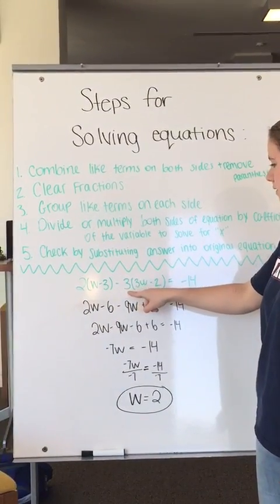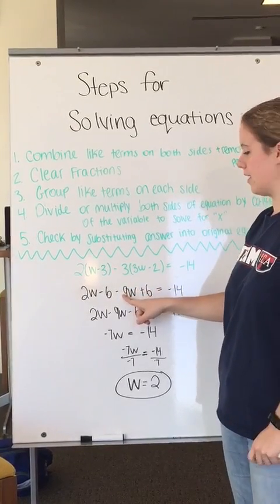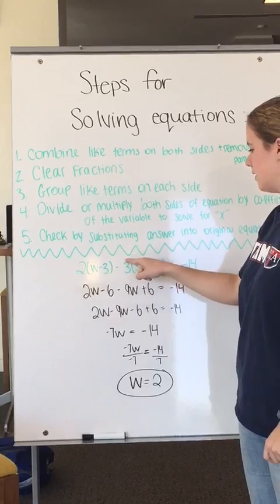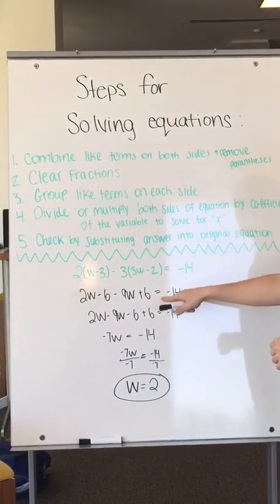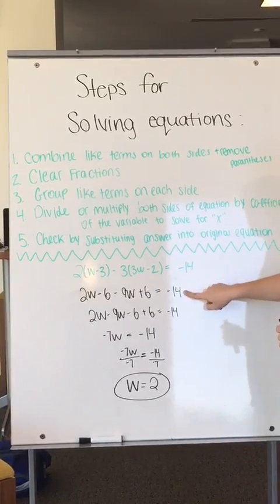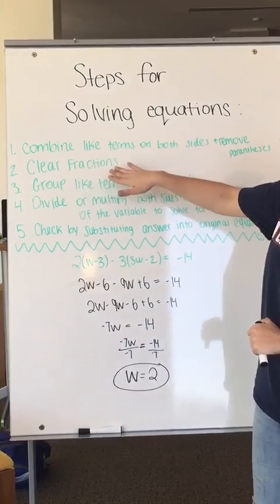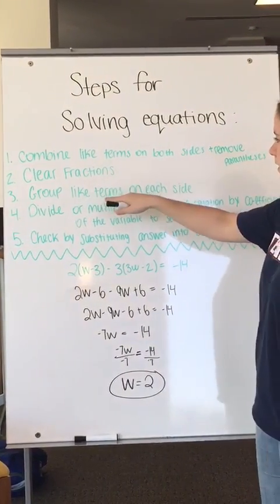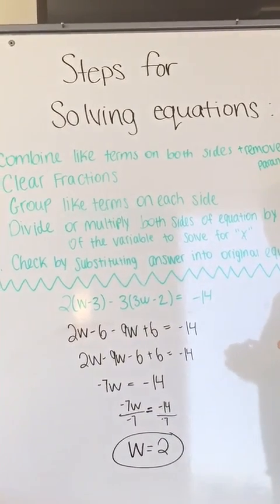Then we're going to do the -3 times the 3w, which is going to give us a -9w. And then we'll multiply the -3 times the -2 to give us a +6, which is going to be equal to -14. We're just simply bringing this down. And then our next step, well, we're going to skip step 2 because we don't have fractions in our equation. So we're going to move on down to step number 3, which is group like terms on each side.